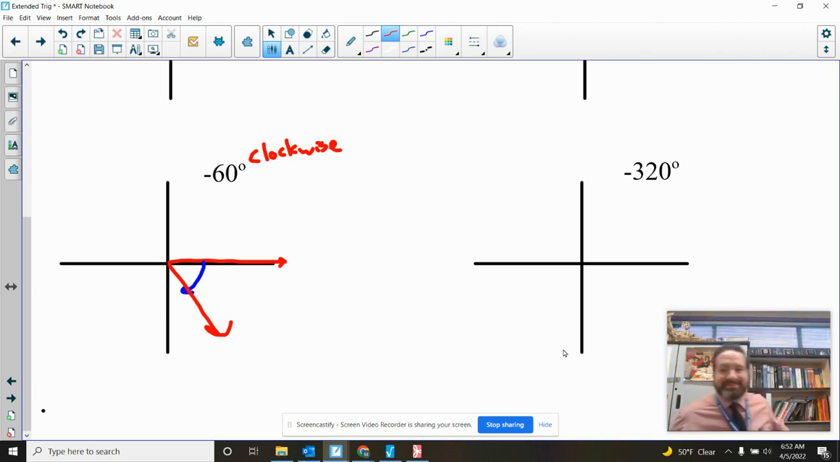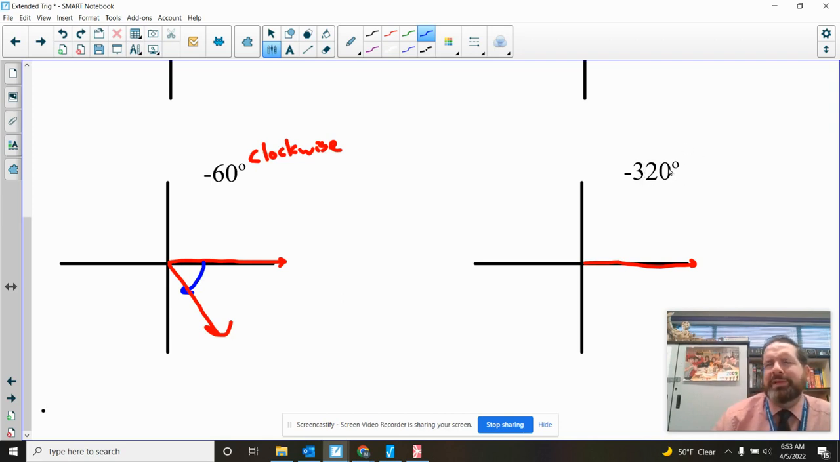All right. And now let's take a look at the negative 320. This is one of the things you only get better at with practice. What we notice is the angle's negative, so we're spinning clockwise. And now 320, that's not yet 360, so we're not going to make it all the way around. The question is, how far do we go?